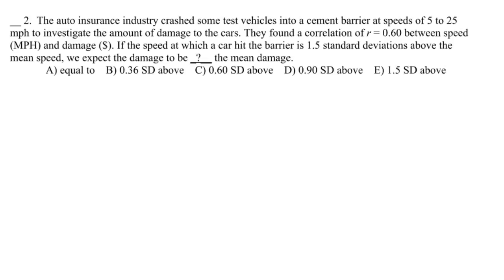So in this problem, we're told that there is an entire test that's done and that they found that there's a correlation between two different quantities and that 0.60 is the correlation coefficient. And the two quantities that they related are speed and damage. So those two quantities are related in some way, and it makes sense. If you crash into a barrier at a higher speed, there should be more damage. So as speed goes up, damage goes up.